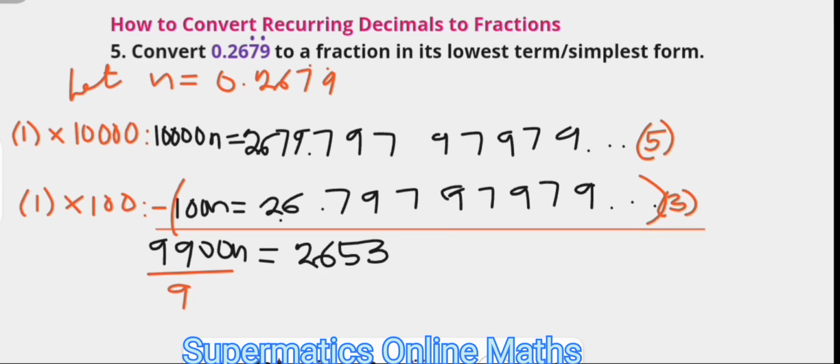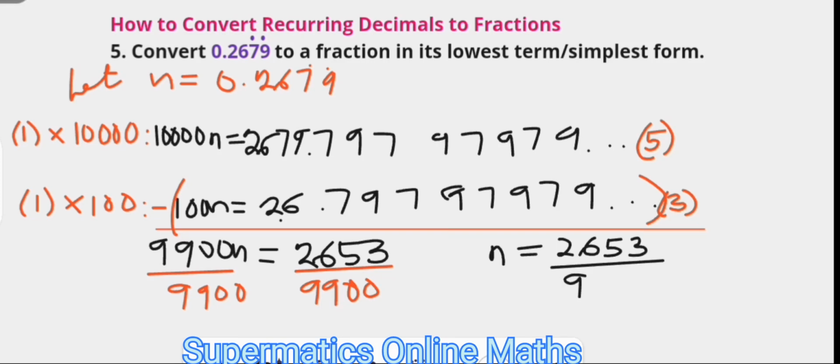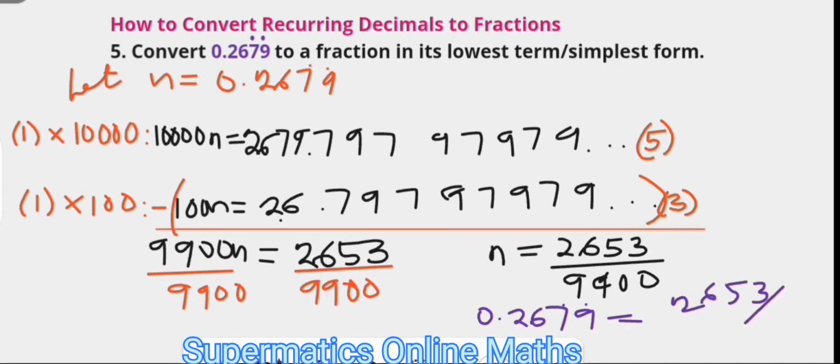We then divide by 9,900, and here there's no common factor between 2,653 and 9,900. And that simply means that 0.2679 with the 7 and 9 recurring is the same thing as 2,653 over 9,900.